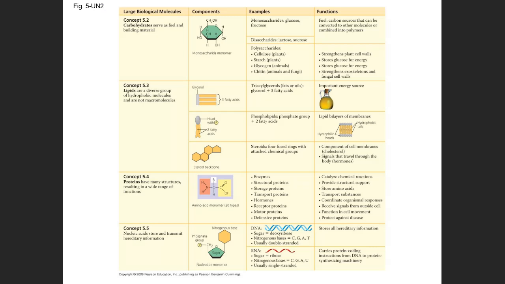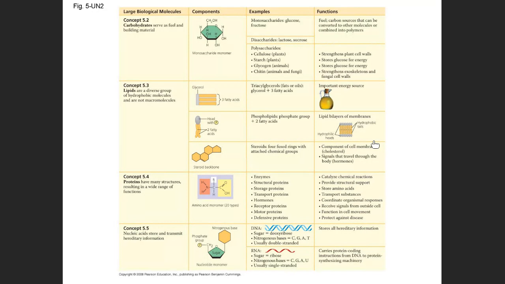So to summarize, all the four major biomolecules or macromolecules are the carbohydrates, lipids, proteins, and nucleic acids. All of them, except for the lipids, are polymers, right? They're made of multiple repeating subunits. Carbohydrates are made of monosaccharides. The disaccharides and polysaccharides are made of monosaccharides.